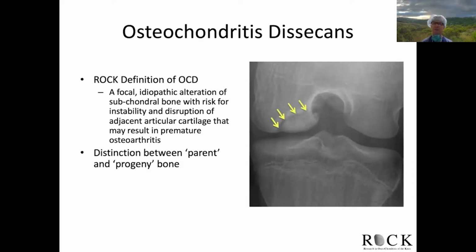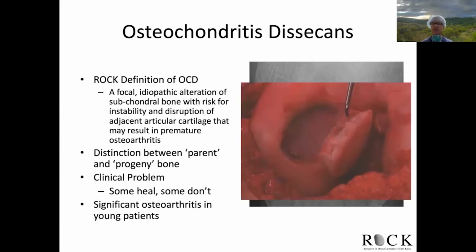And we think of the parent bone as being the normal part of the knee, and the progeny bone, which is the abnormal part of the knee, that is probably necrotic in most patients. And once again, the clinical problem is some of these go on to heal spontaneously without any intervention at all, but some don't. And this is an example of a 16-year-old who, as you can see, has lost a fairly big chunk of the cartilage of his femoral condyle. So this is a real challenge when they don't heal and they develop loss of bone and cartilage.